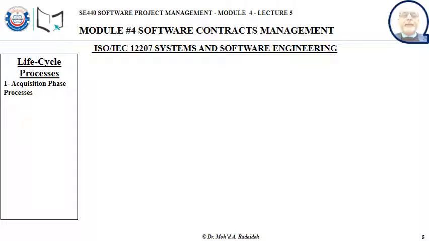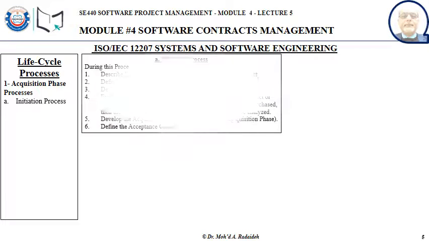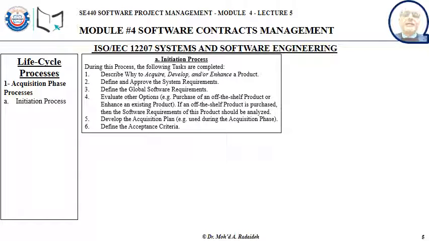Now, let's start with the acquisition phase processes. As we said earlier, the initiation process, and here are the details of the initiation process. During this process, the following tasks are completed. We describe why to acquire, develop, or enhance a product. We define and approve the system requirements. We define the global software requirements. We evaluate other options such as purchasing an off-the-shelf product instead of developing something in-house, or enhancing an existing product.